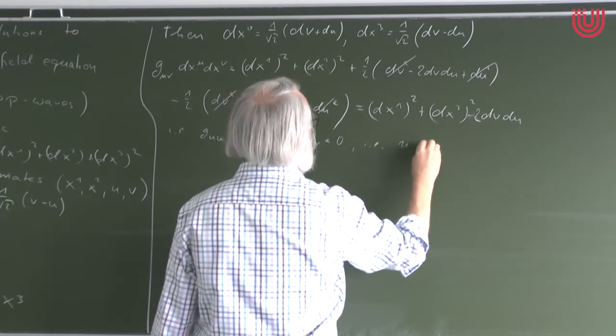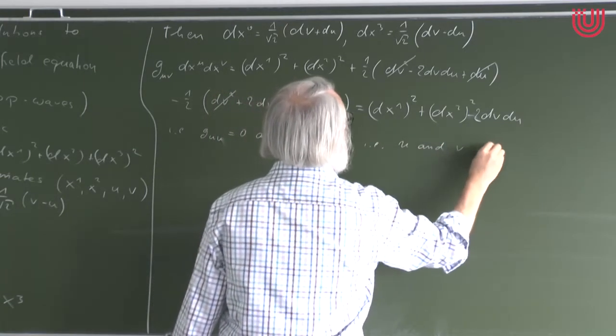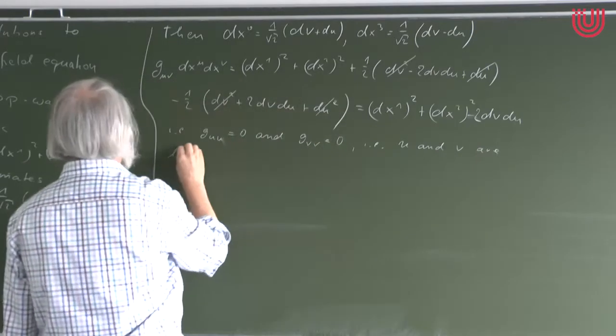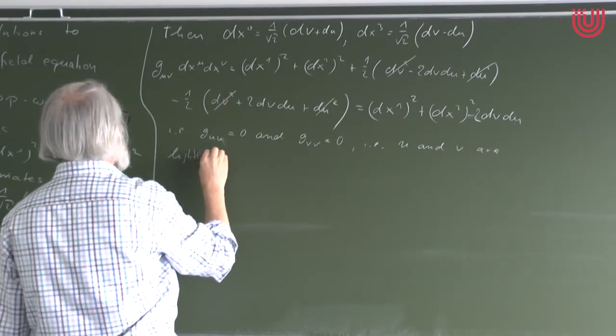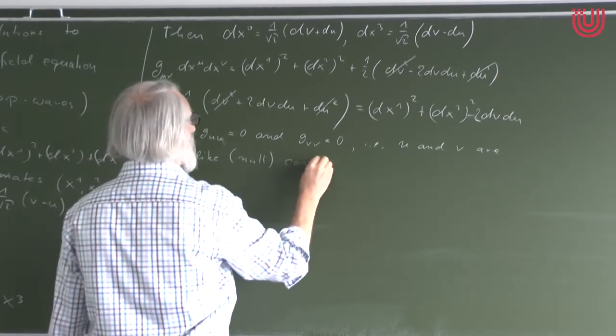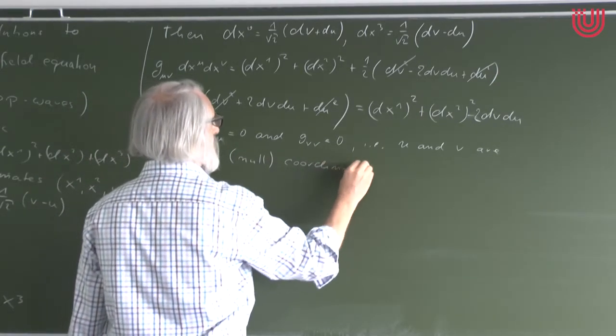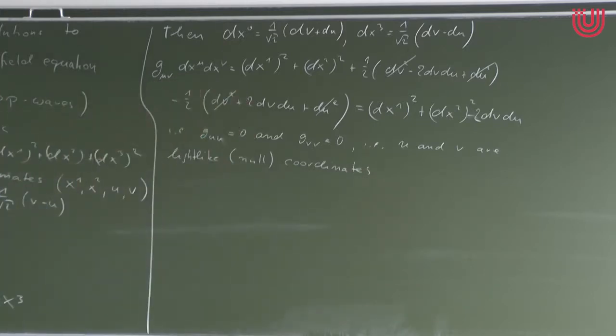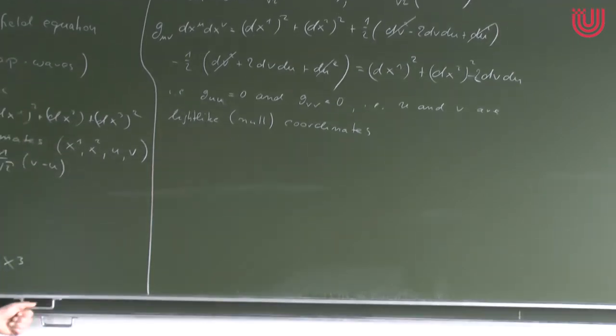U and V are light-like coordinates, or null coordinates. And that's the reason why this representation is called the double null coordinate representation. Okay, of course, we are not interested in Minkowski space-time.